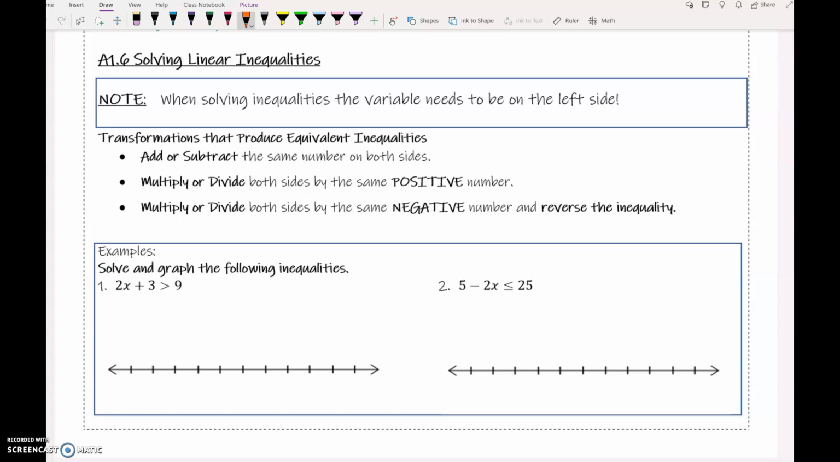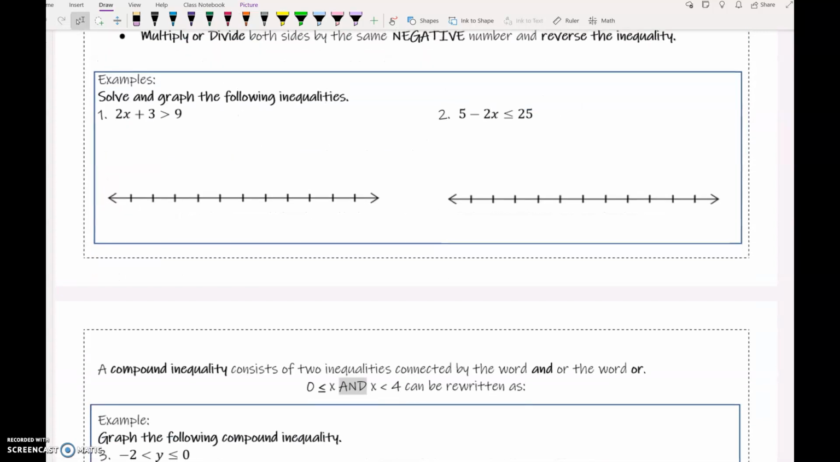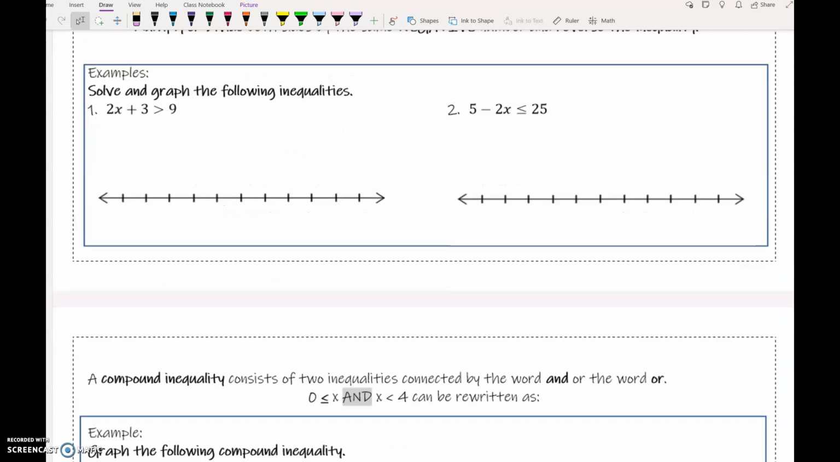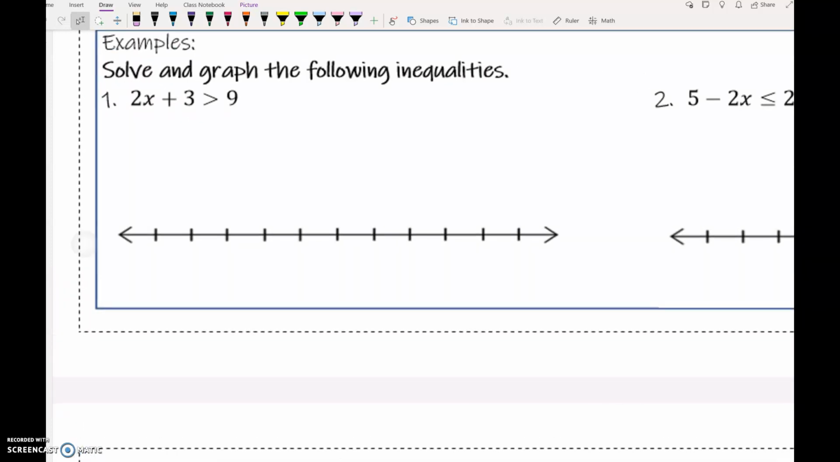Today we are going to solve and graph inequalities. So our first inequality, and there are some how-to notes in here. Honestly, we're just going to dive into an example. So example 1, solve and graph the following inequality.